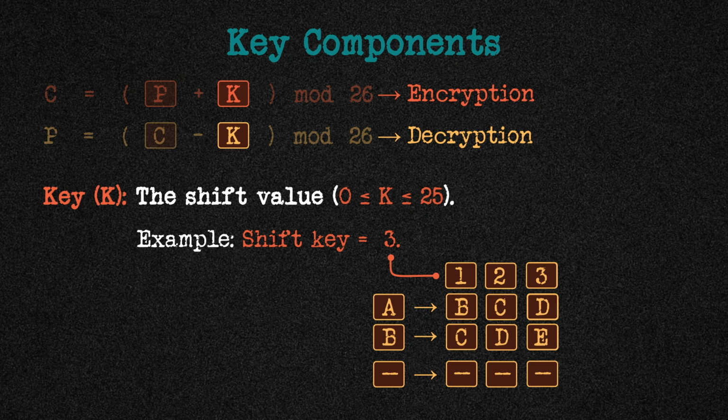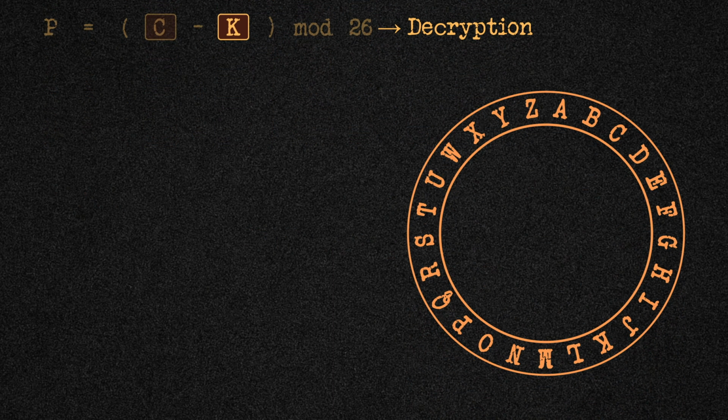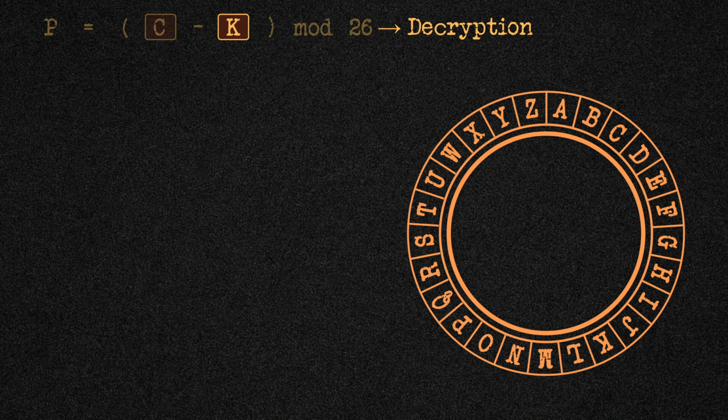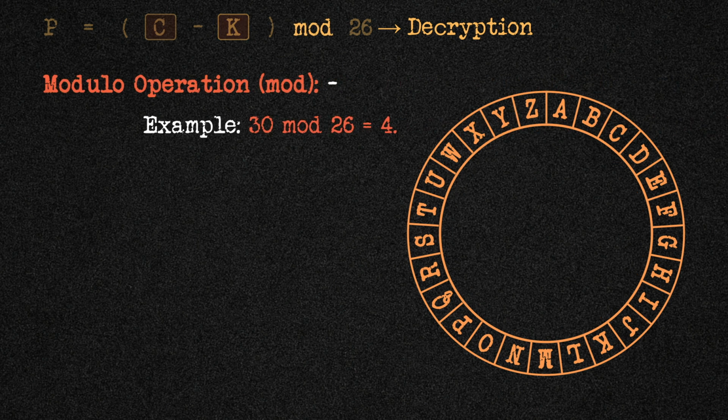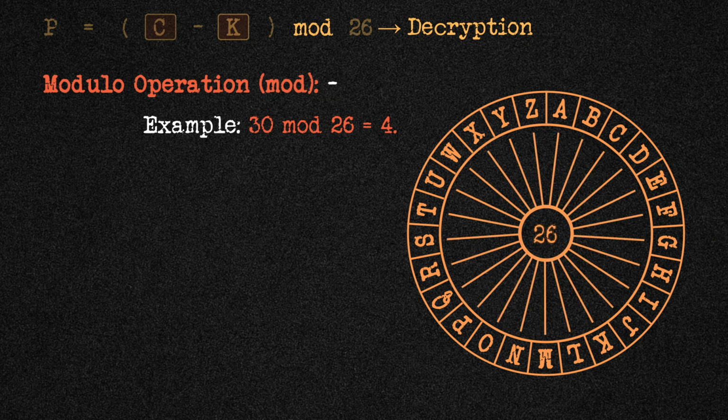The Caesar cipher uses only the English alphabet. When shifting a letter goes past Z, it wraps around to A, like a circular loop. This is where modulo comes into play, ensuring the shift stays within the alphabet's bounds. Since the English alphabet has 26 letters, we use mod 26.